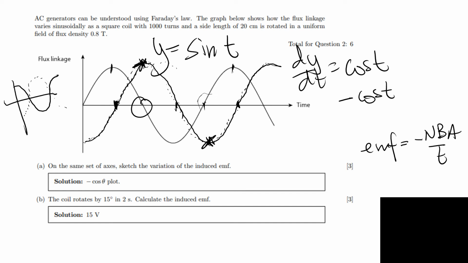The coil rotates by 15 degrees in 2 seconds. Calculate the induced EMF. So remember, this is the equation, and we do need to put a cos theta in here. So here it needs to be cos theta. Right, so we know N is 1000. We know B is 0.8. Convert 20 centimeters into 0.2. So times by 0.2 squared times by cos 15, and then all of that divided by t, which is 2.